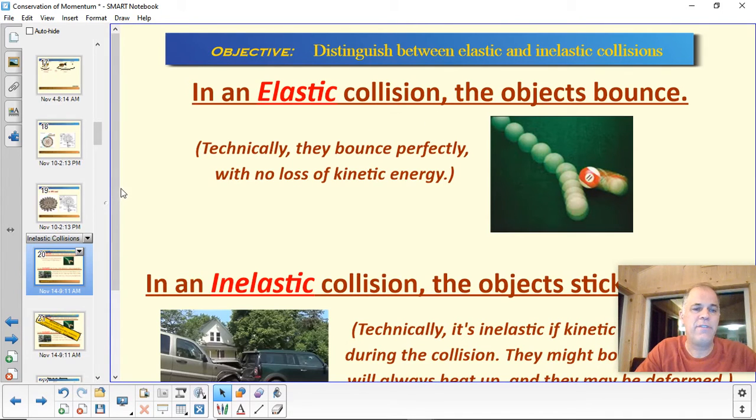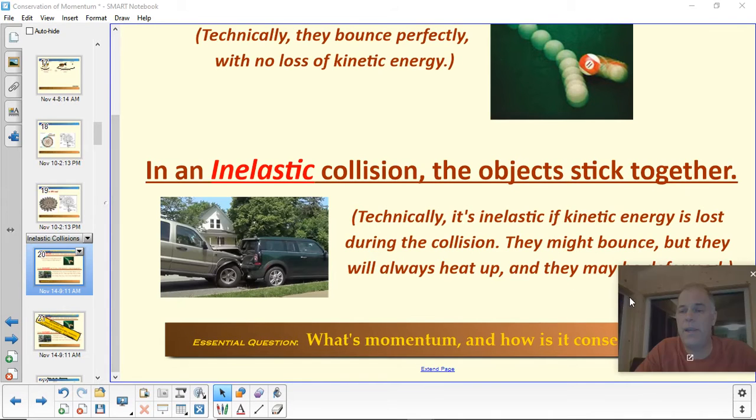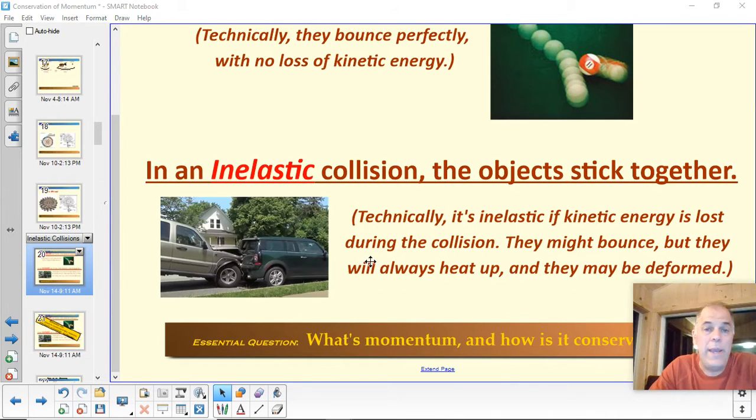Now, the other kind of collision is an inelastic collision, meaning not elastic collision. In that case, they stick together. Again, this is a bit of a simplification, but that's what we're going to say. If they stick together, it's inelastic. Technically, it's inelastic if any kinetic energy is lost. So they can bounce off each other to some degree, but the two objects will always heat up, and they may be permanently deformed.